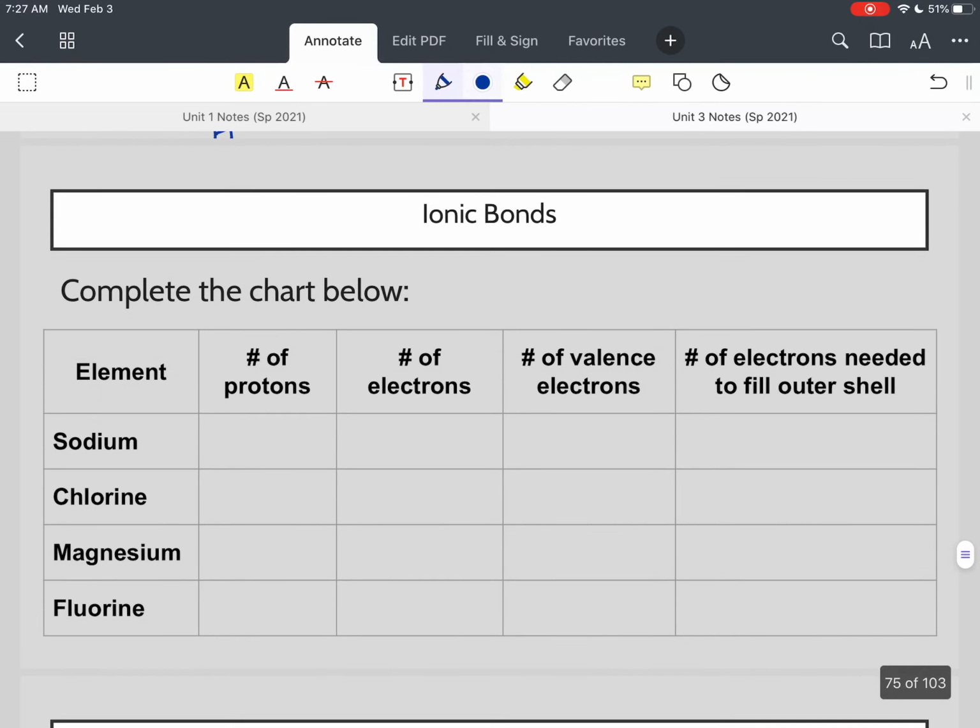All right, lastly, let's talk about ionic bonds, all right? So for our ionic bonds, remember, these are transferring electrons. Okay, so they're going to transfer electrons, not share. So we're going to do the same thing. Let's fill in our number of protons, electrons, and valence electrons, and then we'll do this part together. Okay, so wait for this. We'll do this together, but go ahead and take just a second to fill out your chart. So just pause here.